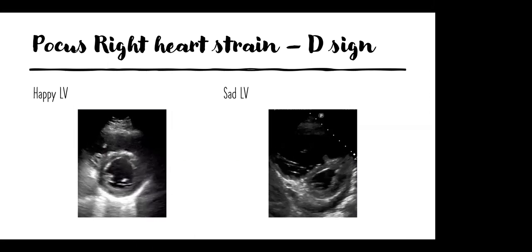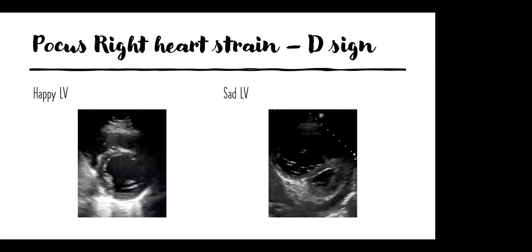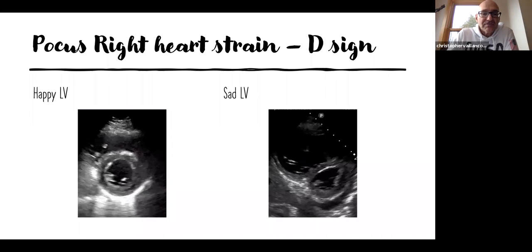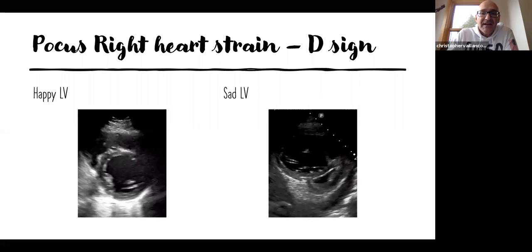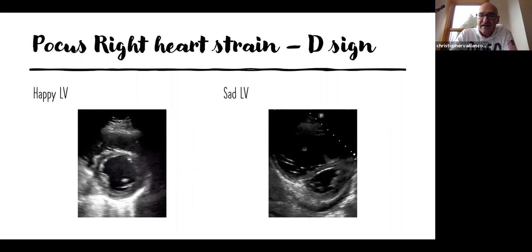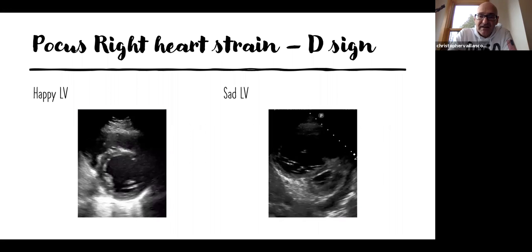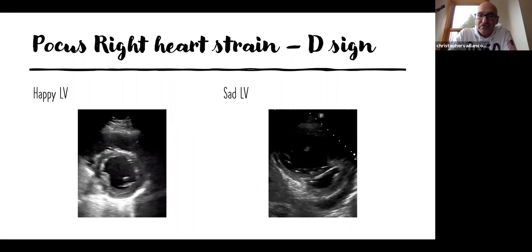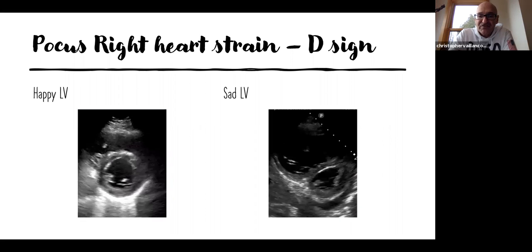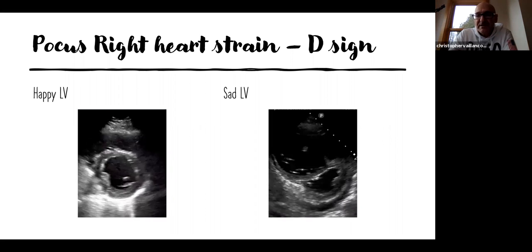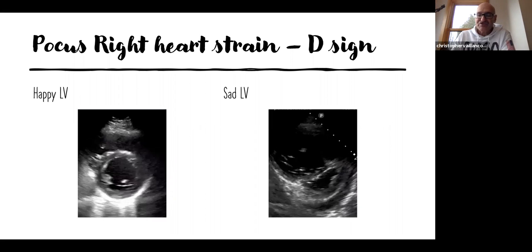This is the short axis view. Yeah, thanks, David. So on the left-hand side, you've got this very happy-looking left ventricle. And on the right side, you've got this very ominous D sign, where you have the very dilated right ventricle and the septum pushing into the left ventricle, giving you that D sign. So this is a patient in big trouble with RV pressure.